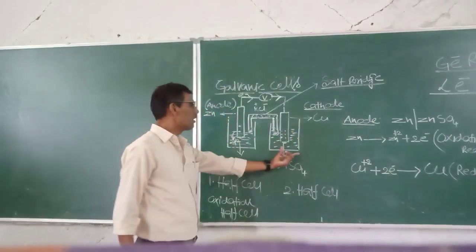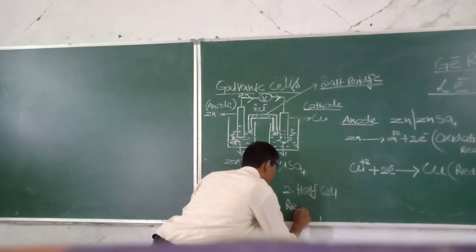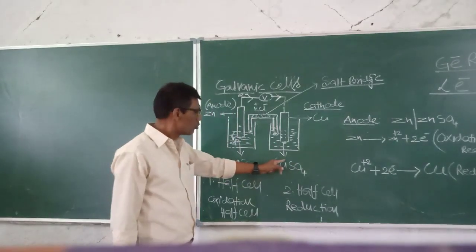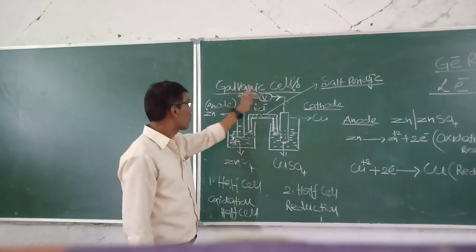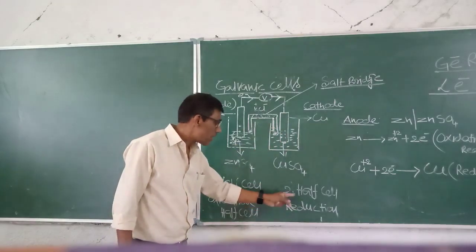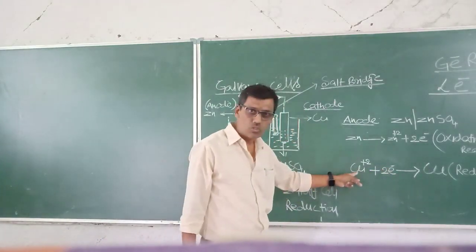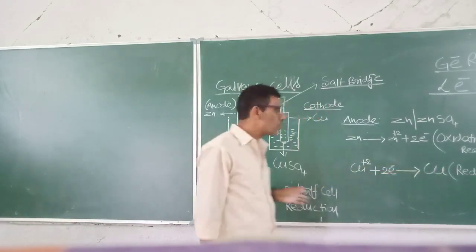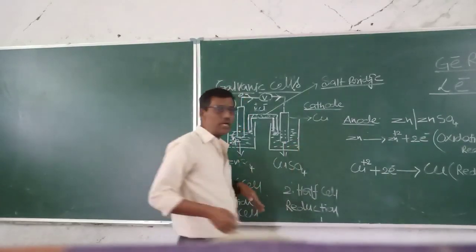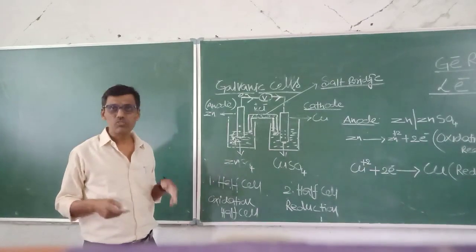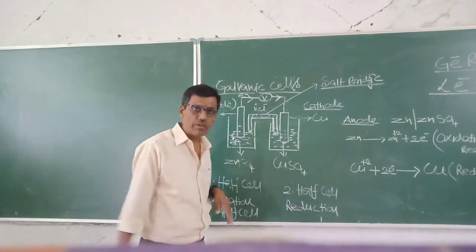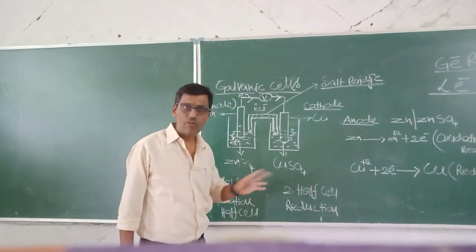Now on the other hand, in the second half cell, the reduction is taking place. Copper plus 2 in the solution gains the electrons coming from the anode and forms copper atoms, neutral copper on this copper rod. So it is a reduction reaction, gain of electrons by copper ions. In the first half cell, oxidation has taken place. In the second half cell, reduction has taken place, because we have connected them externally and internally also. That's why both reactions, oxidation and reduction, have taken place.